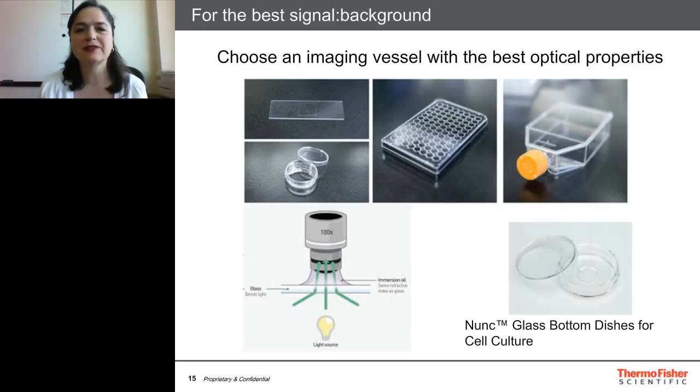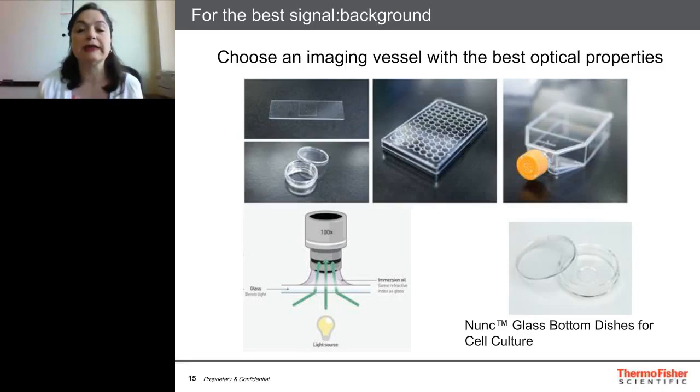And that's because if you look in the little cartoon, at high magnification and high resolution, the glass is the best match for the immersion oils that a lot of high magnification objectives use, because the refractive index of the oil is matched to the glass and to the optics in your objective. So you'll just get the best image there if you use a glass vessel.